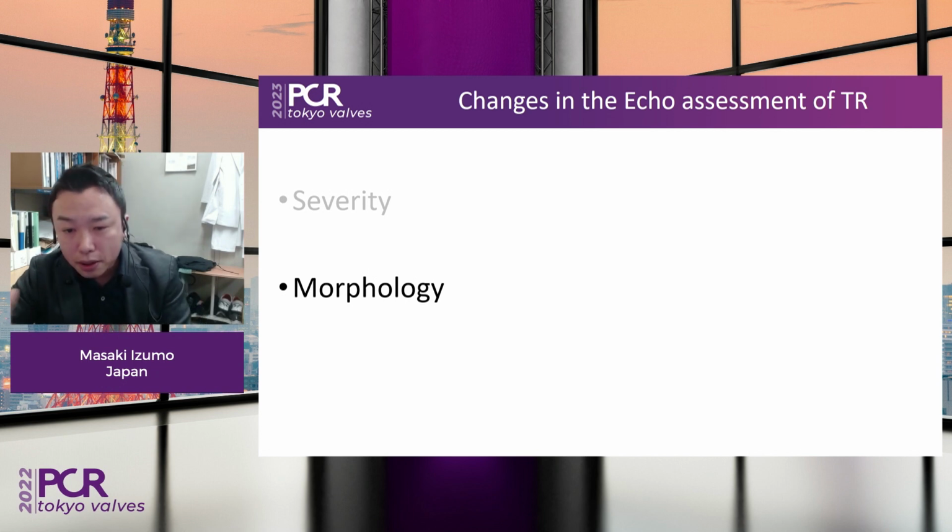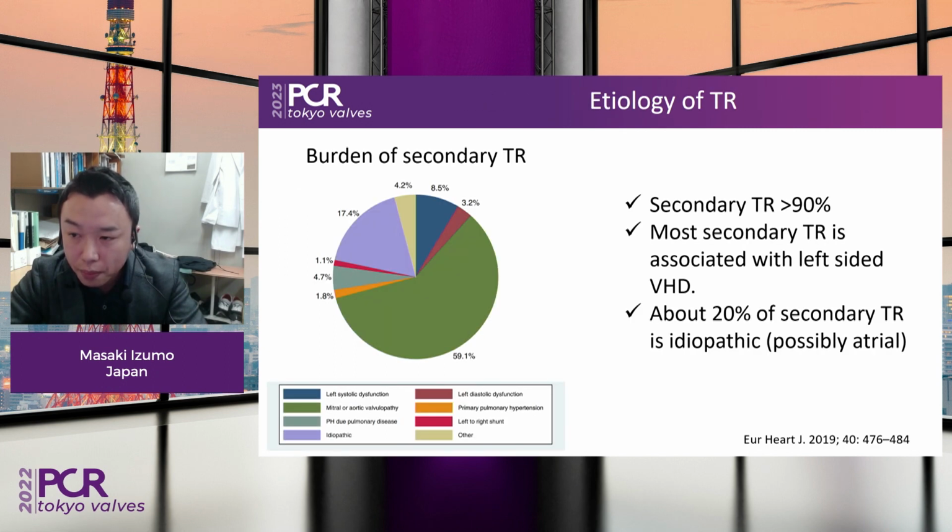Next topic is about morphological assessment. Etiology of TR is important for decision making. More than 90% of TR cases are secondary TR. Most secondary TR is associated with left-sided valvular heart disease. About 20% of secondary TR is idiopathic, I think possibly atrial functional TR.